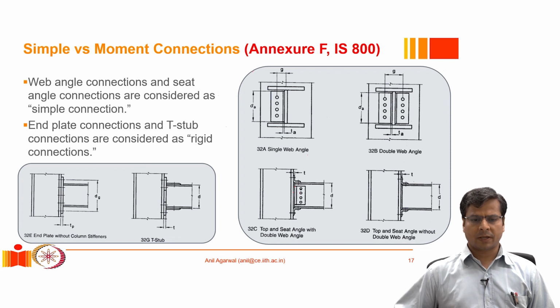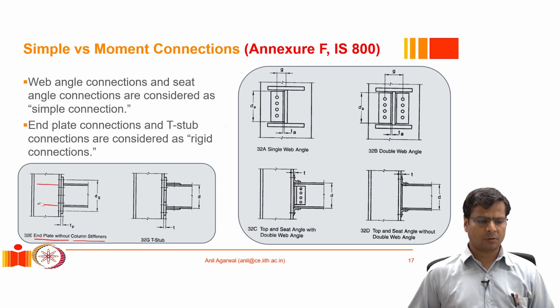IS 800 also mentions a couple of types of rigid connections, the connections that can resist moment. So again, we have to go to annexure F. These 2 types of connections are mentioned. One connection has end plate without column stiffeners, and there can be another variety of it where we put some column stiffeners to resist the load effectively. Let's not go into that. We will talk about that in the next lecture in more detail.